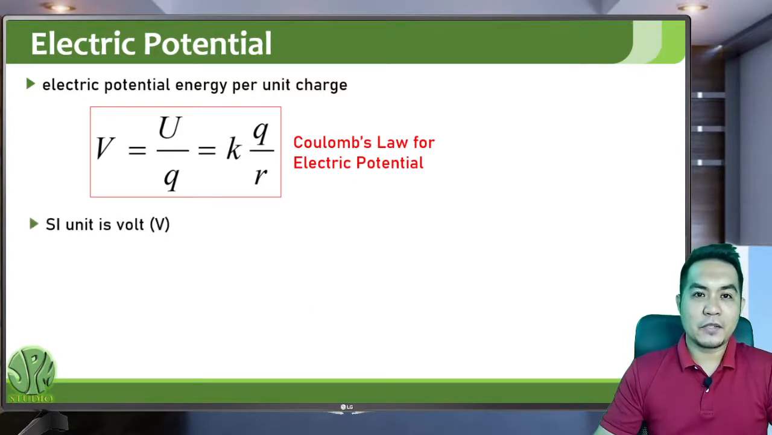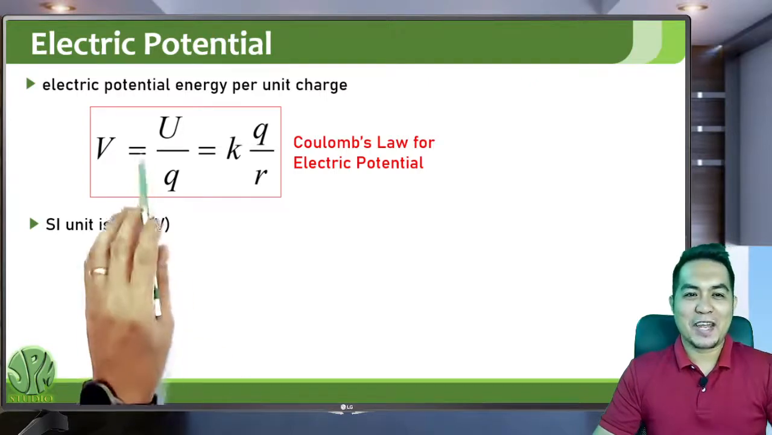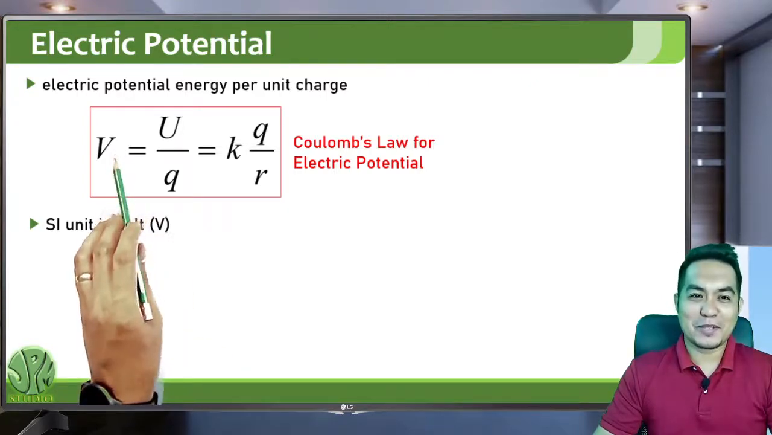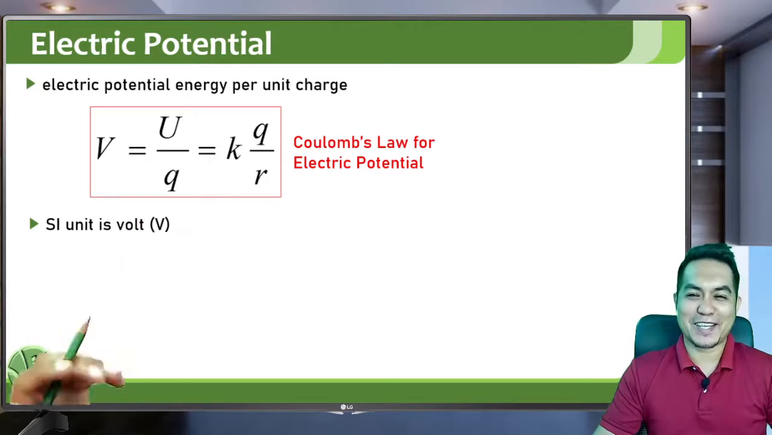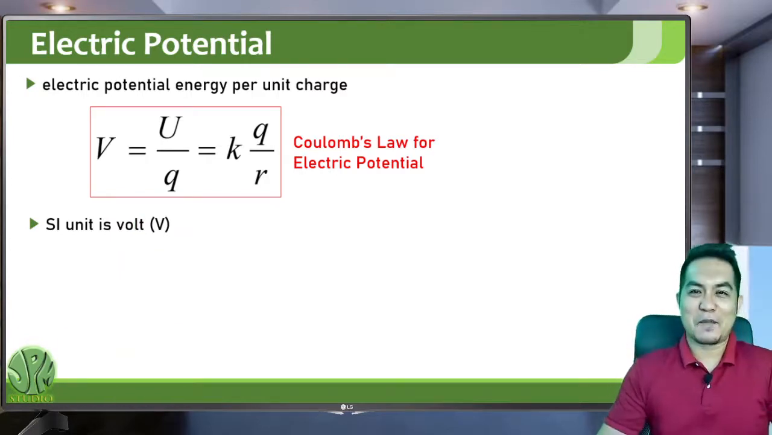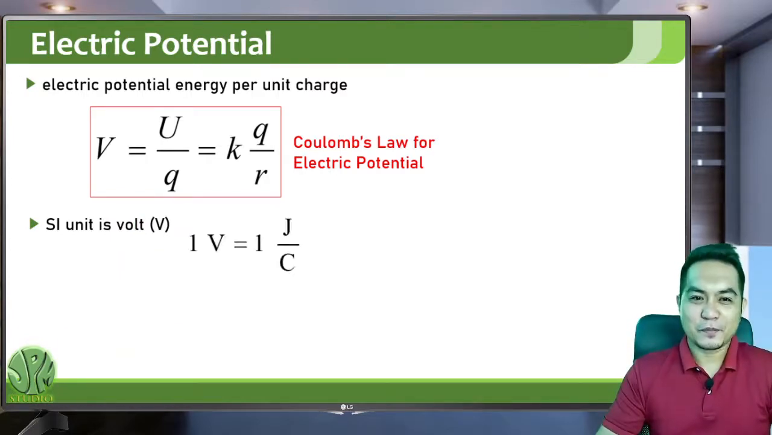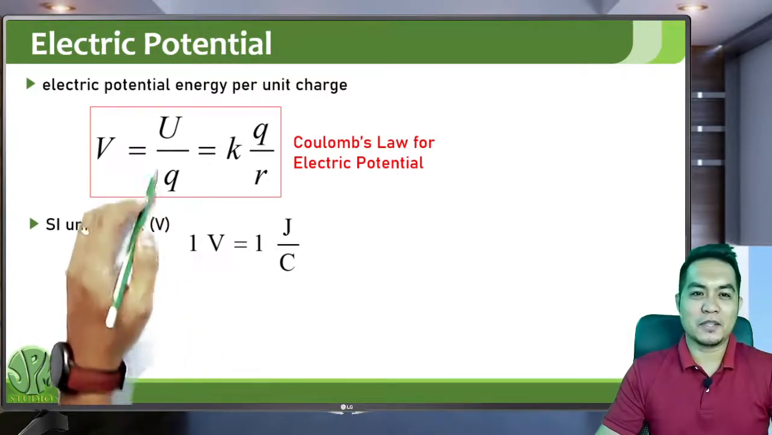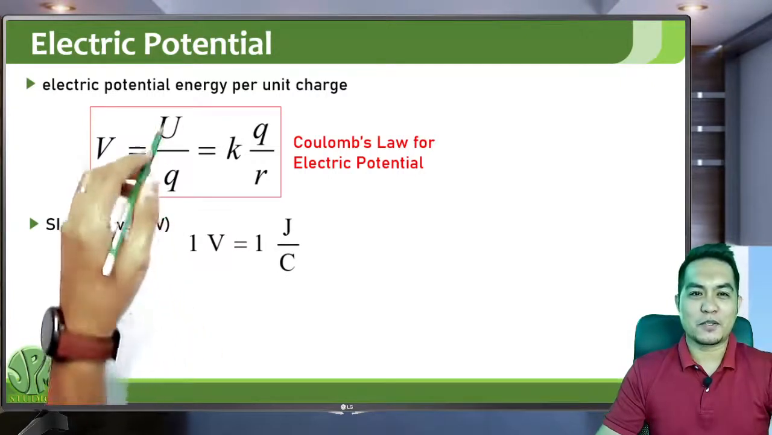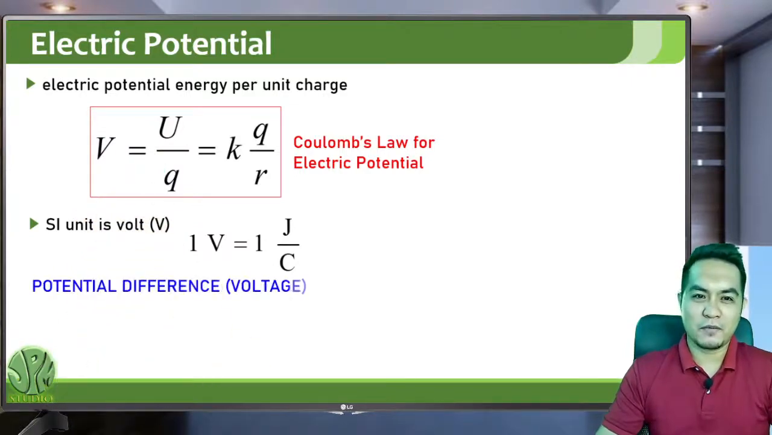The standard unit for electric potential is the volt, with the symbol V. Please don't confuse the symbol for the potential and the unit for the potential. It's actually the same letter, capital V. So 1 volt is 1 joule per coulomb. This is joules, this is coulomb. So joules per coulomb is 1 volt.